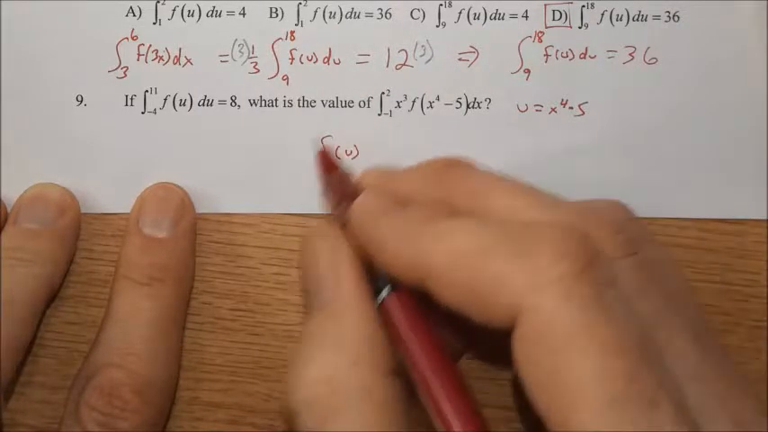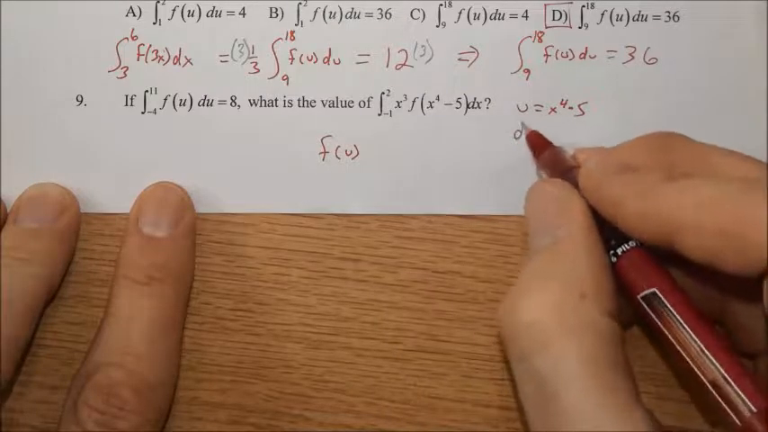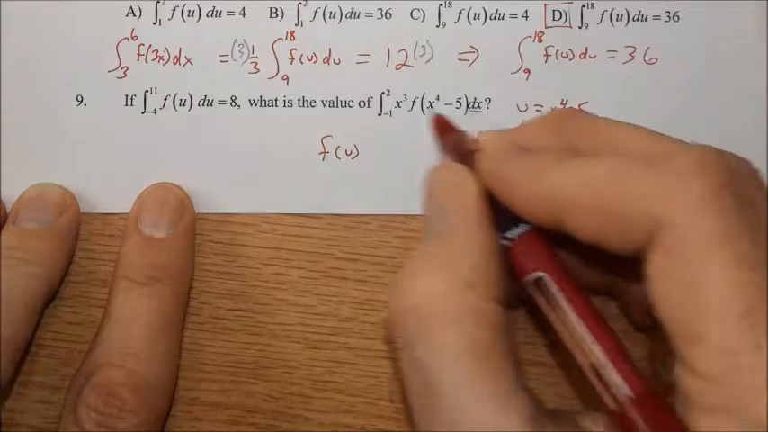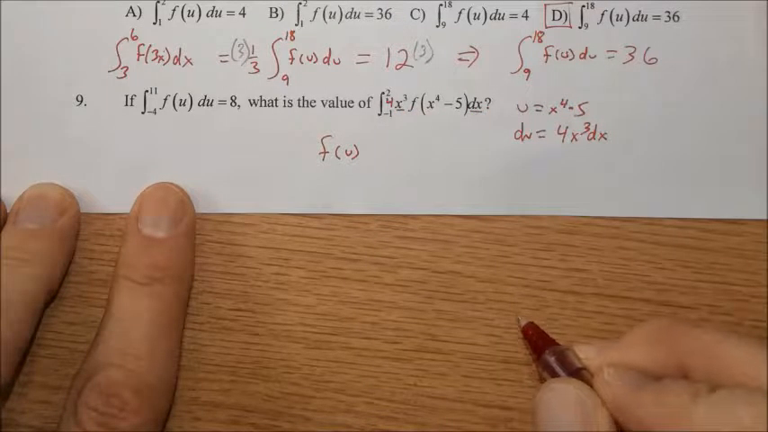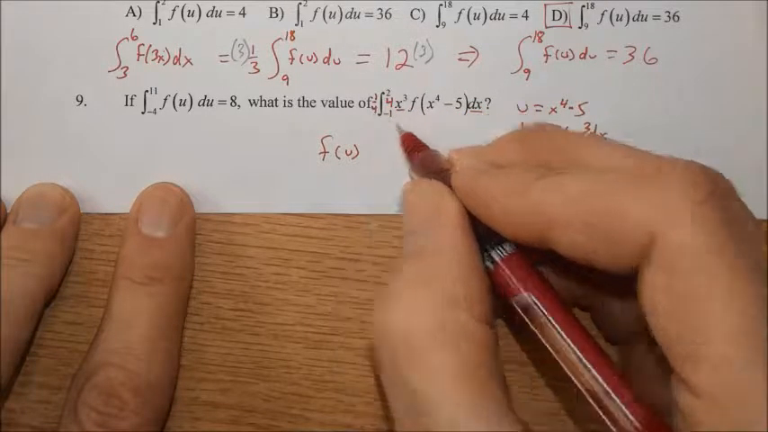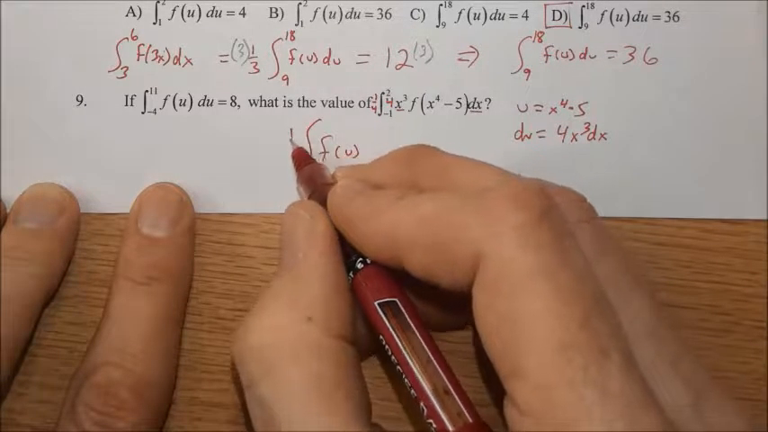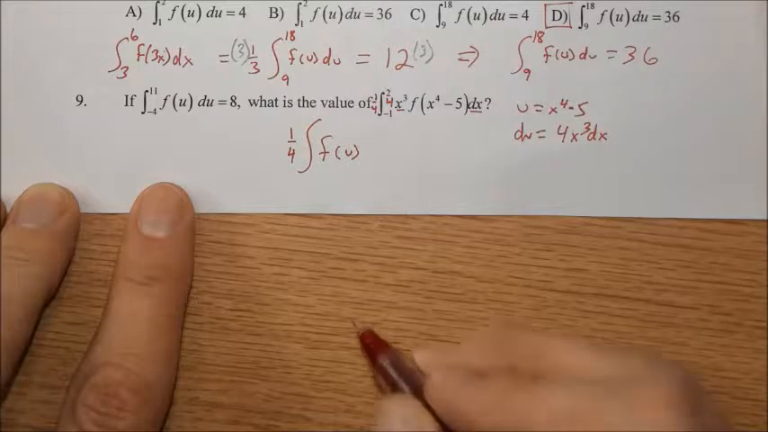Of course, we need all the peripheral stuff as well. What's du? Well, that's 4x cubed dx. We got the dx, we got the x cubed, we don't have the 4, so we put it in with the corresponding 1/4 out front. So we now have our antiderivative symbol, 1/4 out front, and then we need to change our bounds.